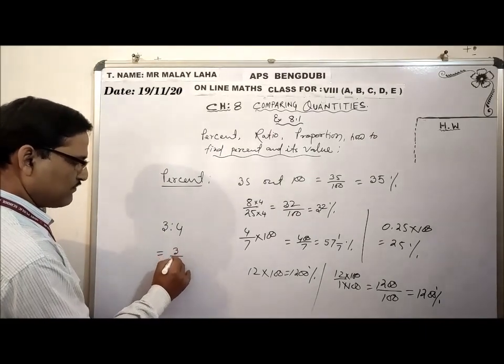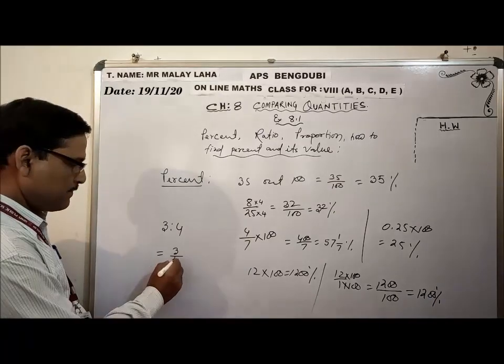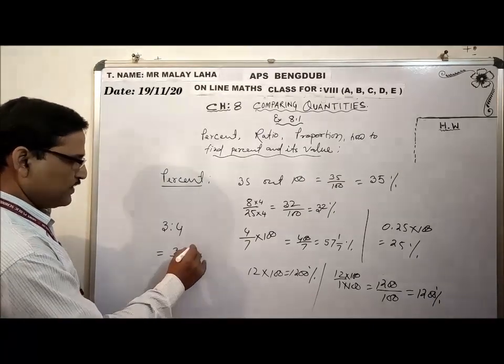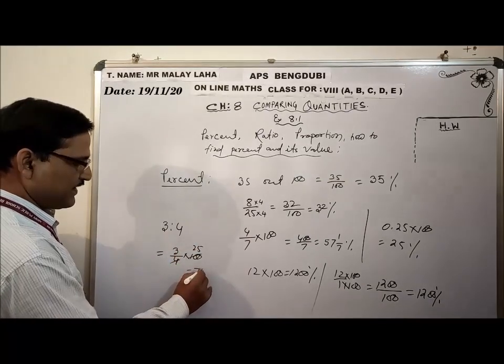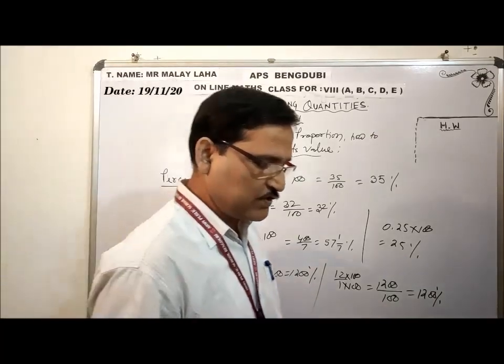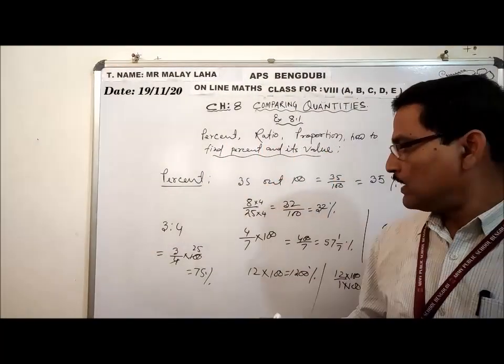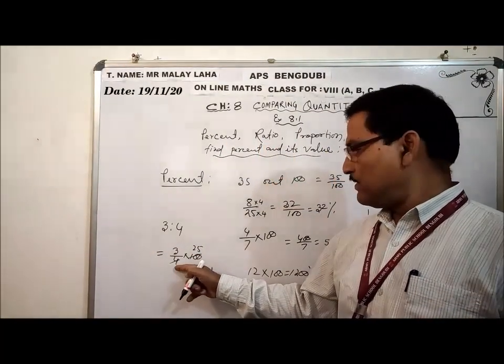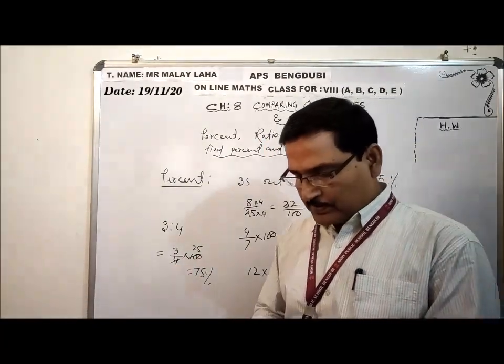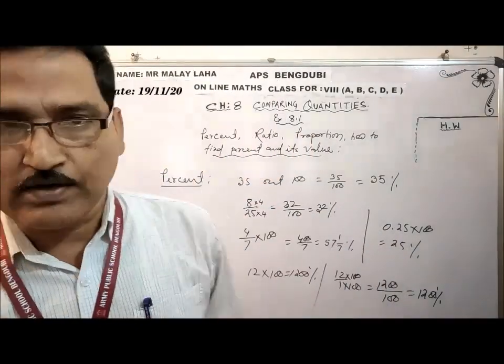Fraction 3 by 4, multiplied by 100. So it will be 25, then 75%. So when a ratio is there, we need to show it as a fraction and then multiply it by 100, and you will get the percent. So this is the general discussion about how to find out the percent.